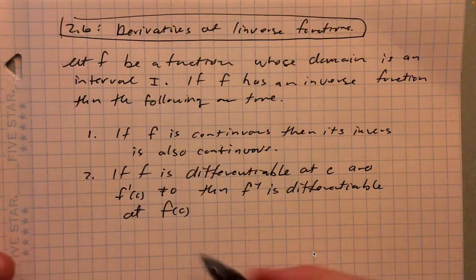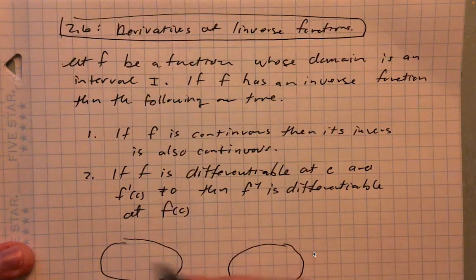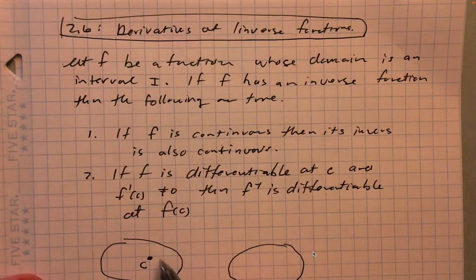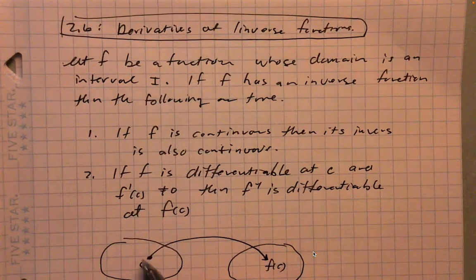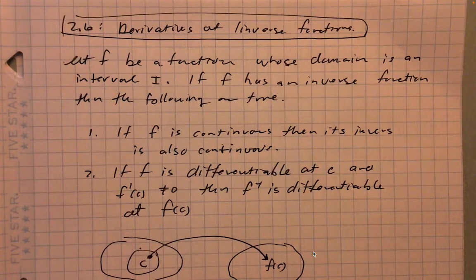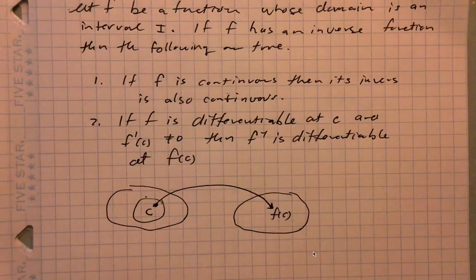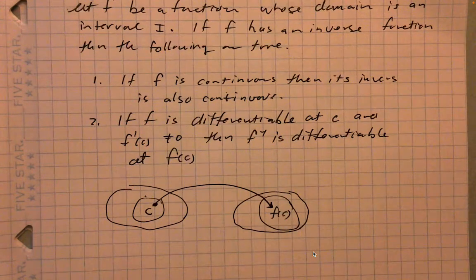Now keep in mind the idea here. You've basically got two domains. You've got some point C, and it maps over to f of C. So if f is differentiable at C, meaning over here f is differentiable, and if that derivative is non-zero, then the inverse function is differentiable at f of C.